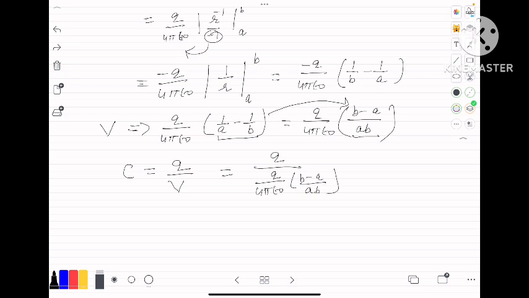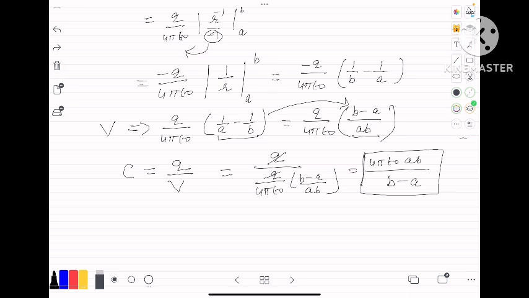Q से Q कट जाएगा, so 4 pi epsilon naught into AB upon B minus A. This is the required expression for capacitance of a spherical capacitor. एक बार फिर से देखेंगे.